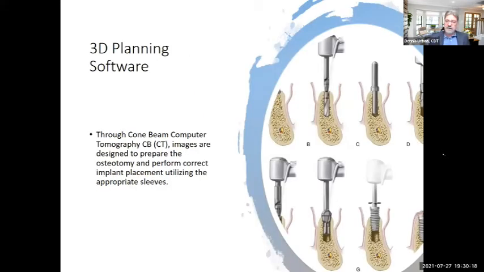So I always try to encourage some sort of surgical guide with these cases. I remember in the beginning when I first started doing these types of cases, some cases didn't even have any surgical guides. So I strongly encourage some of the 3D planning software that's out on the market today. There's a lot of choices out there, but through cone beam computed tomography or CBCT images, they're designed to prepare the osteotomy and perform the correct implant placement utilizing appropriate sleeves.